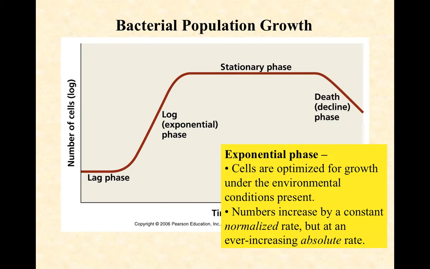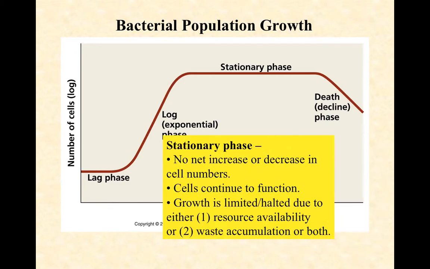So the absolute growth rate is always increasing as the population size is increasing, even though the normalized or per cell growth rate, the doubling time, is staying constant. Now, some of you are staring at your screen and wondering what the heck I just said. If you need to pause right now, go to the textbook, read about it a little bit, think about it more, bring questions to class if you're stuck.